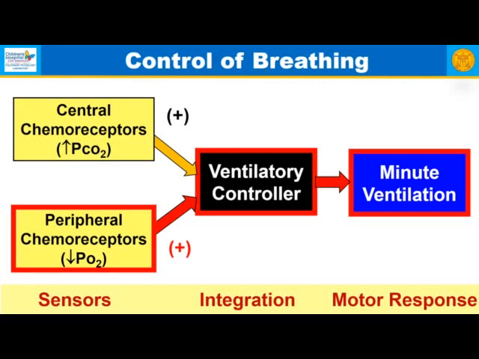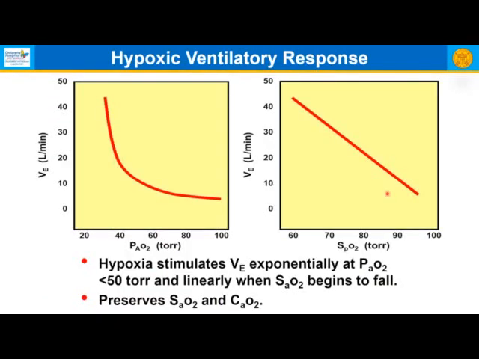So we've talked about control of breathing in the past. Remember that all neurologic processes have a sensor, an integrator, and a motor response. If we look at the hypoxic ventilatory response, we're talking primarily about peripheral chemoreceptors, which when stimulated input into a ventilatory controller, and the output of that, of course, is minute ventilation. So the hypoxic ventilatory response, when minute ventilation is plotted against falling PO2, is an exponential response.